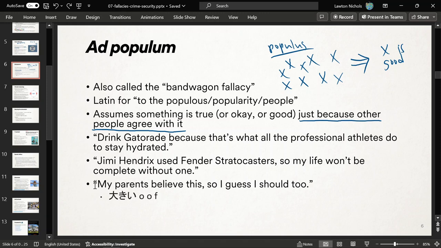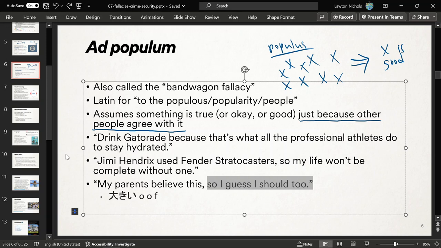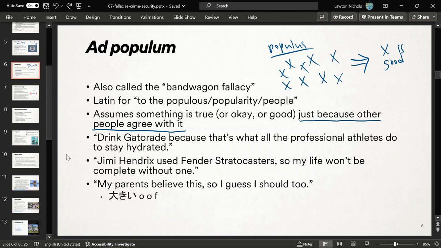And then the standard one that you're going to see a lot is, all right, I think this thing because my parents think this thing. My parents believe this thing is true or good or nice, so I must too. I think it's good as well because that's what they say. And that is obviously how bad things become propagated through time. Yes, we don't like that. So that is the ad populum fallacy. Just because a bunch of people think something's nice doesn't mean that it's really nice. They might just all be delusional.